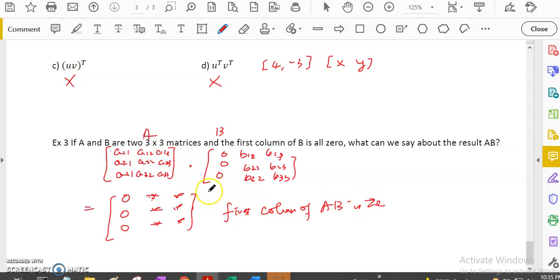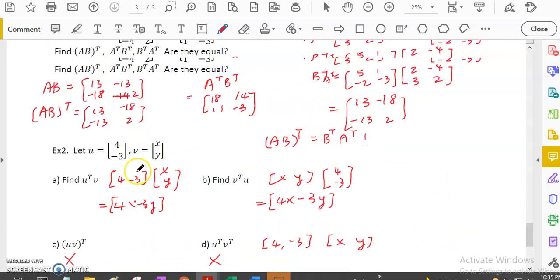The other ones would not be guaranteed because I would have the same row but multiplied by the column. The column could be 0, could be not 0, but it's just given that the first column is 0, then the answer would have the first column 0 also. So these are some of the properties of matrix multiplication and also transpose.